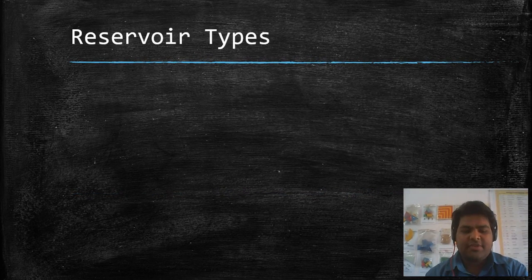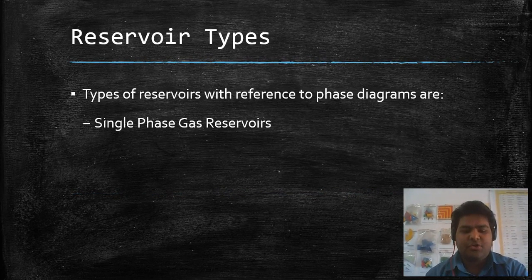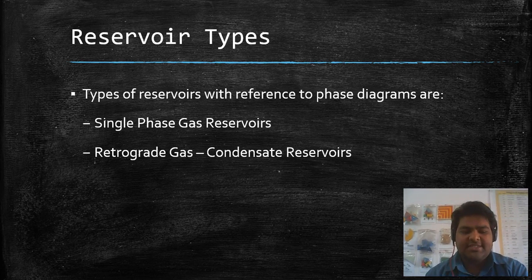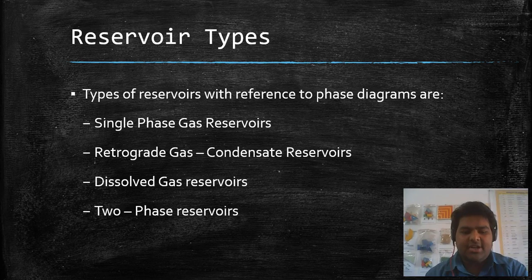So there are four types of hydrocarbon reservoirs based on the state of fluid in them. They can be described with respect to a pressure temperature phase diagram, and their names are single phase gas reservoir, retrograde gas condensate reservoir, dissolved gas reservoir, and two phase reservoirs. Now I said with respect to phase diagram, so let's have a look at them.